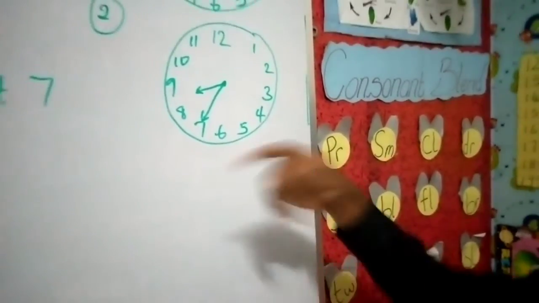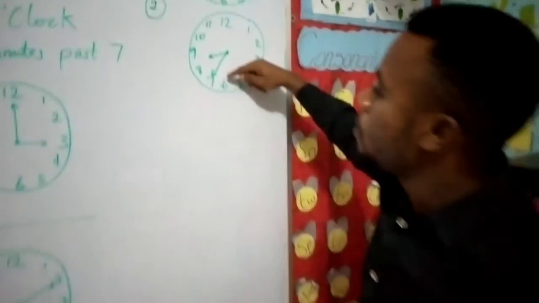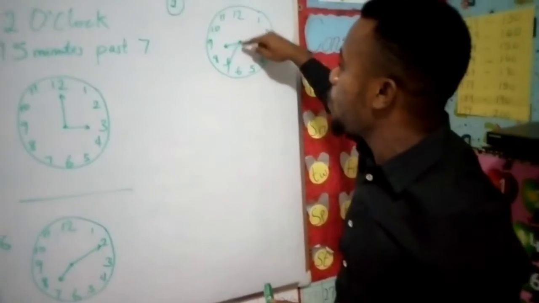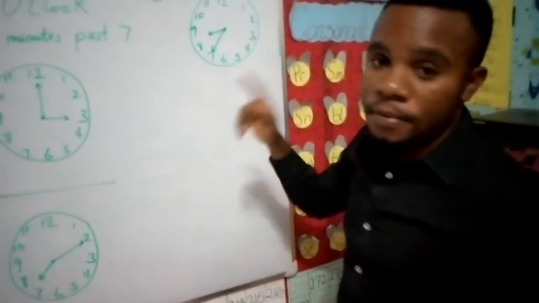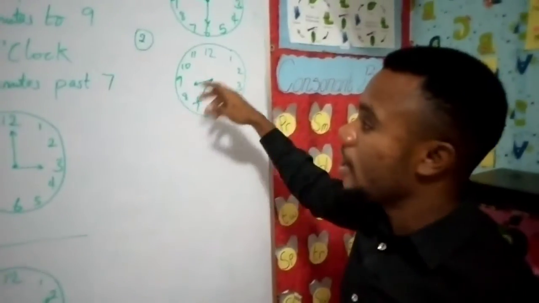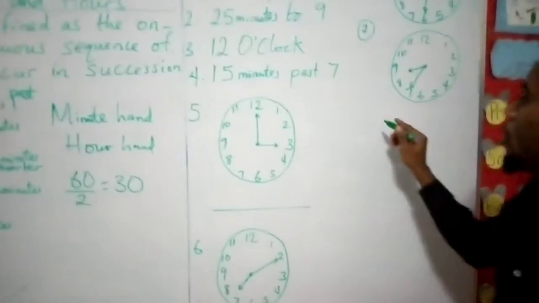It is what? To 9. So it's going to 9. So when your minute hand gets to 12, that's when your hour hand will point exactly at 9, and we call it 9 o'clock. Sorry, 9 o'clock. Let's go to the next one. 12 o'clock.